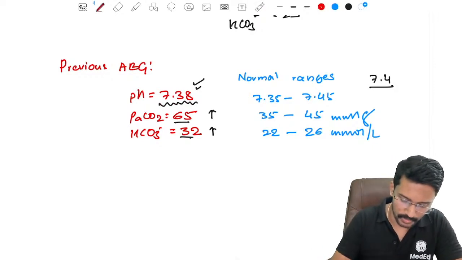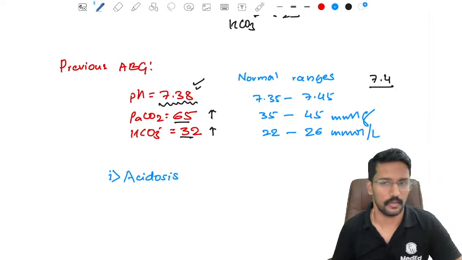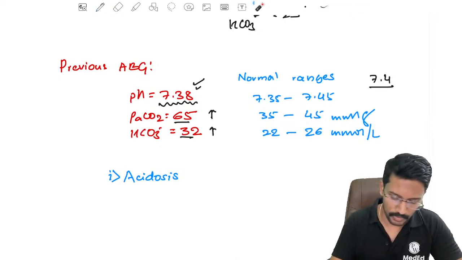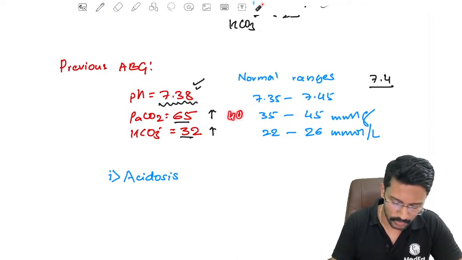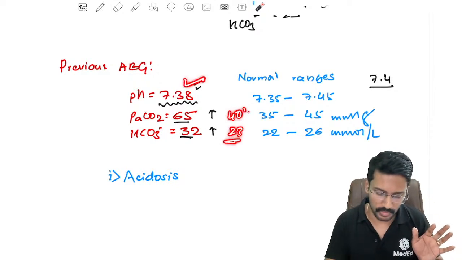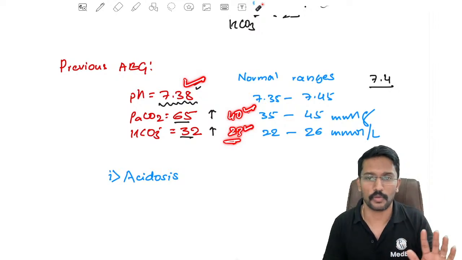So first question addressed. First question, acidosis or alkalosis? This is acidosis because the pH is less than 7.4. Now if I tell you that PCO2 was 40 and bicarb was 23, then it is a normal ABG, right? pH 7.38, PCO2 40, bicarb 23, everything is in the normal range, then it is a normal ABG.